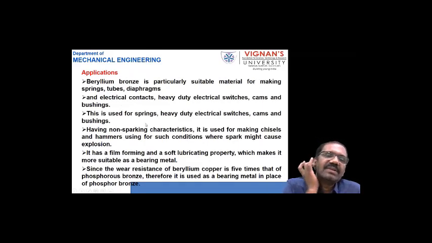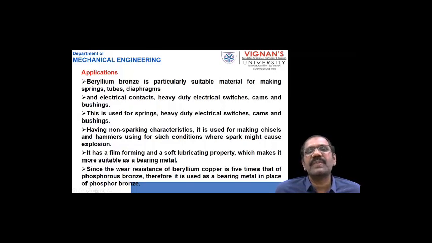Now applications, you need not fear seeing these things; two or three are enough. Beryllium bronze is particularly suitable as a material for making springs, tubes, diaphragms. So most of the common things you will see in these applications: electrical contacts, heavy duty electrical switches, cams, bushings, and springs.